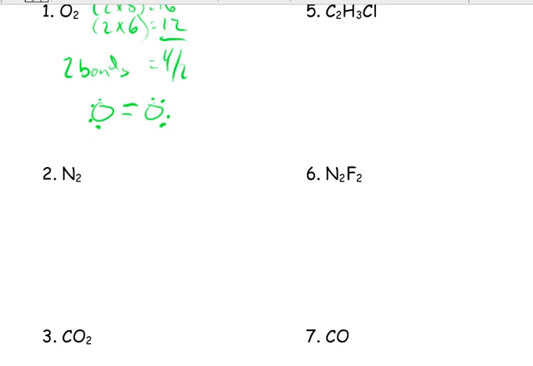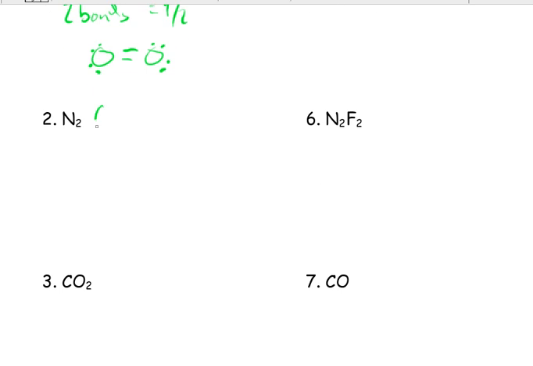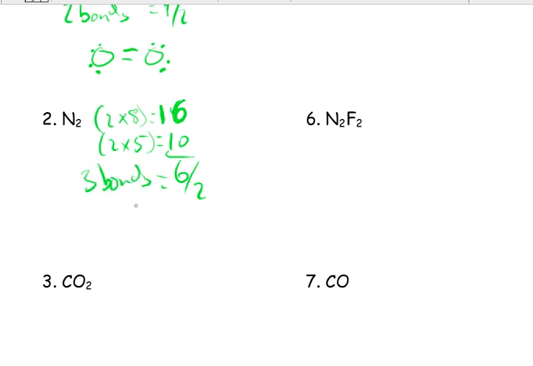Take a look at number 2. Very similar. We've got N2. 2 nitrogens. Would love to have 8 valence electrons for a total of, can't multiply there, sorry, total of 16. But nitrogen's in group 15, so it actually has 5 valence electrons, so we're going to have 10. Our difference will tell us that there's got to be 6 electrons shared between bonds. 2 electrons per bond, that gives us 3 bonds.